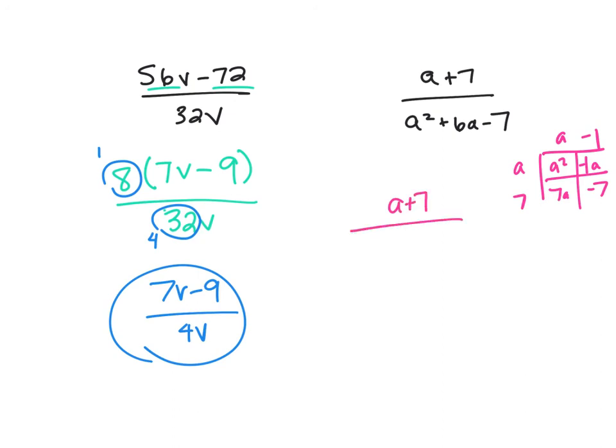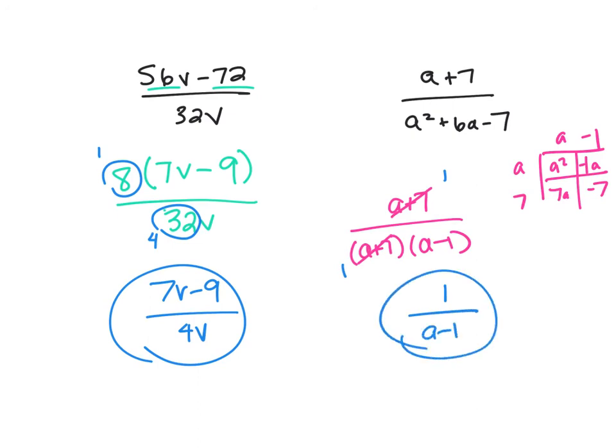So this factors. Top stays the same. Bottom turns into a plus 7 and a minus 1. Again, these cancel out. Now notice, I canceled out everything on top, but that a minus 1 still has to stay in the denominator. It doesn't suddenly become the only thing in the fraction. So what we're left with on top is technically a 1. Because really when they totally cancel out, they both turn into a 1. So we end up with 1 over a minus 1, and that's how that one factors.